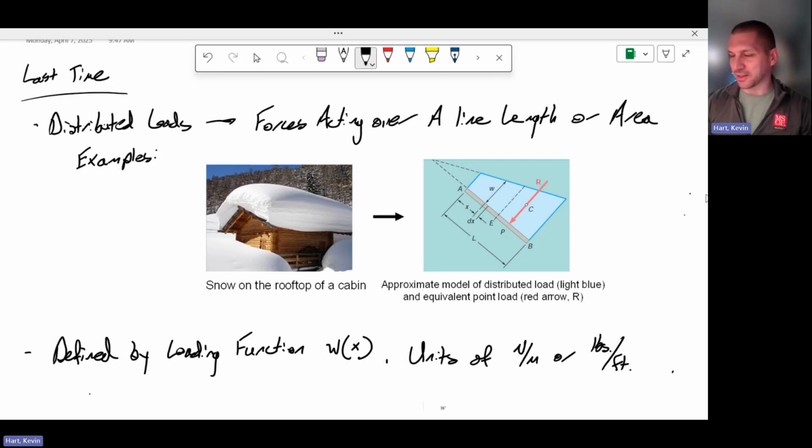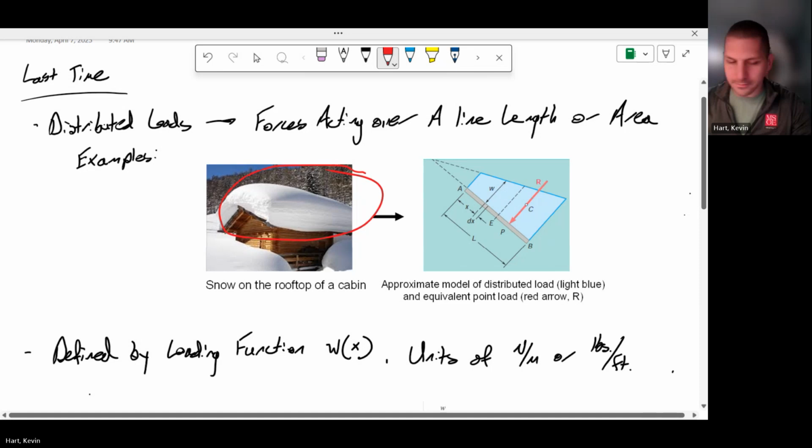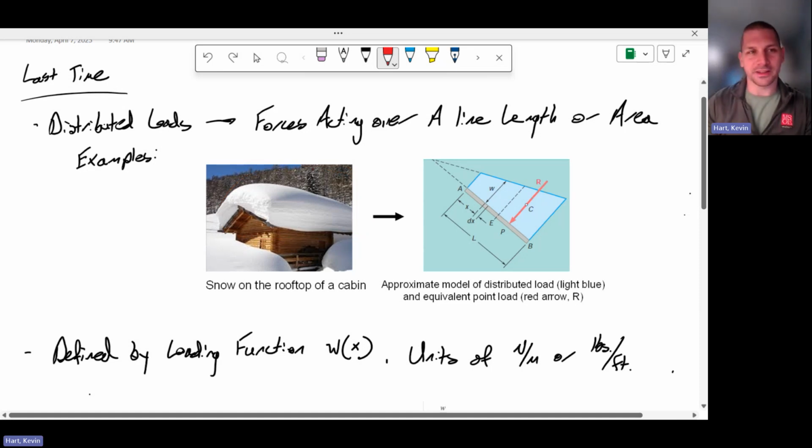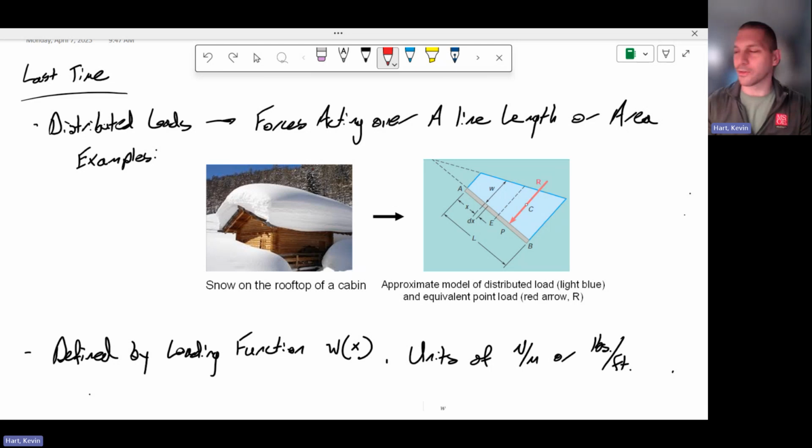One of the classic examples that we see in Wisconsin quite a bit is snow on a rooftop. You can see in this image here, there's a lot of weight acting on this particular rooftop. And you want to model that not as a singular point load, but as a line load acting over the rooftop.